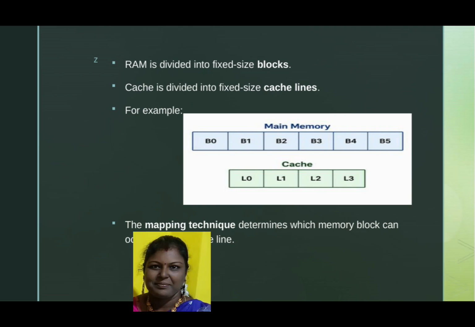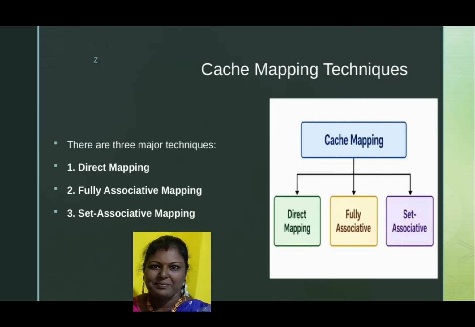When it comes to cache memory, there are three major techniques for mapping data. First, direct mapping, a straightforward approach where each block of main memory maps to exactly one cache line. Next, fully associative mapping, the most flexible method, letting any block go anywhere in the cache. Finally, set associative mapping, a hybrid that balances speed and flexibility by grouping cache lines into sets. Understanding these techniques helps us grasp how caches keep data close and access fast.